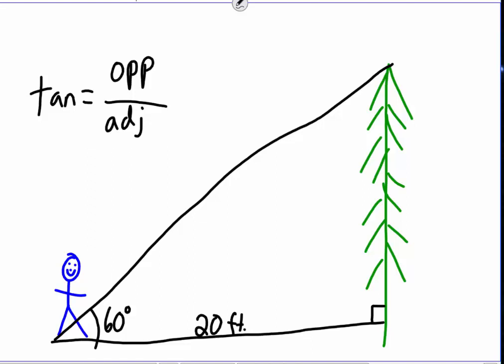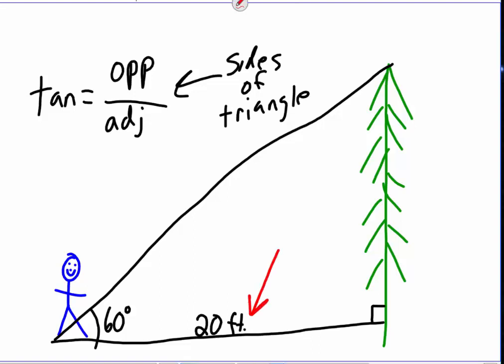So this is talking about the sides of the triangle. So this side right here would be the adjacent side. It's the side right next to Billy Bob. This side over here, which is the tree, this is the opposite side.